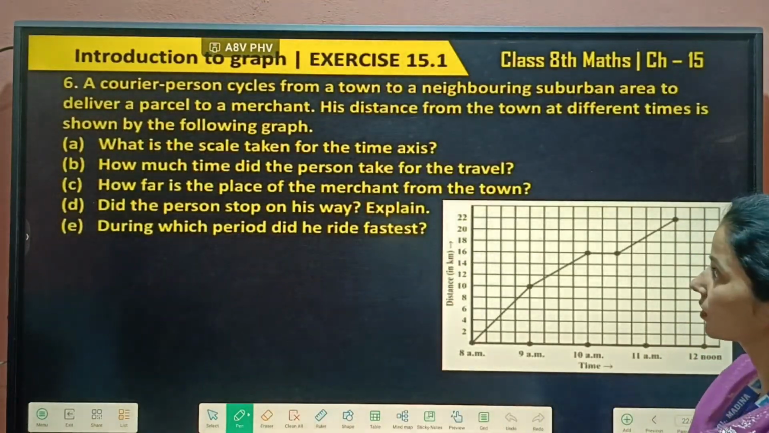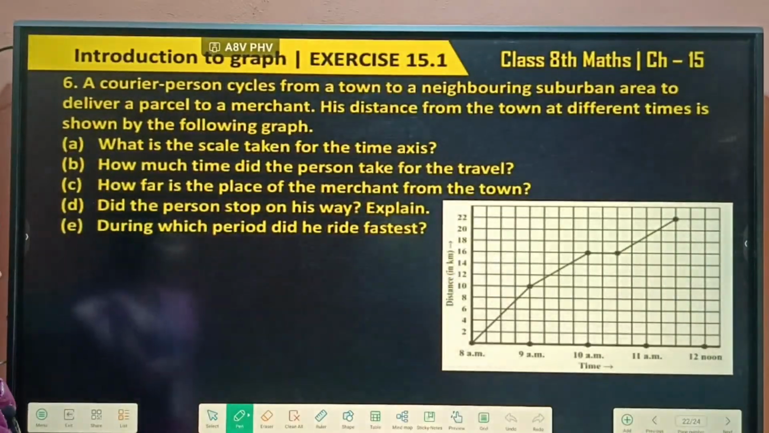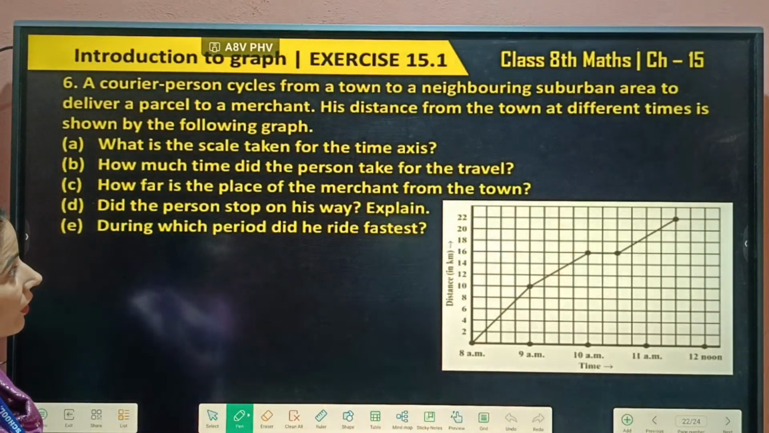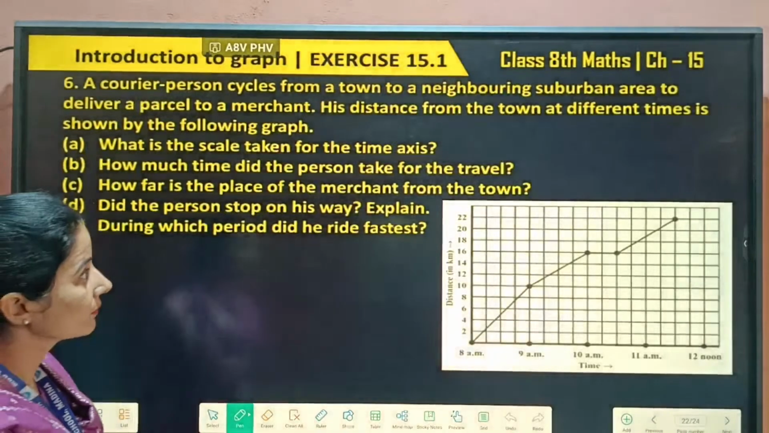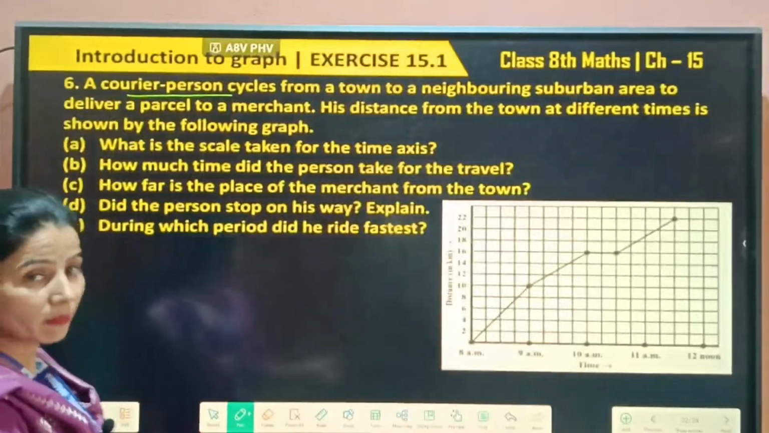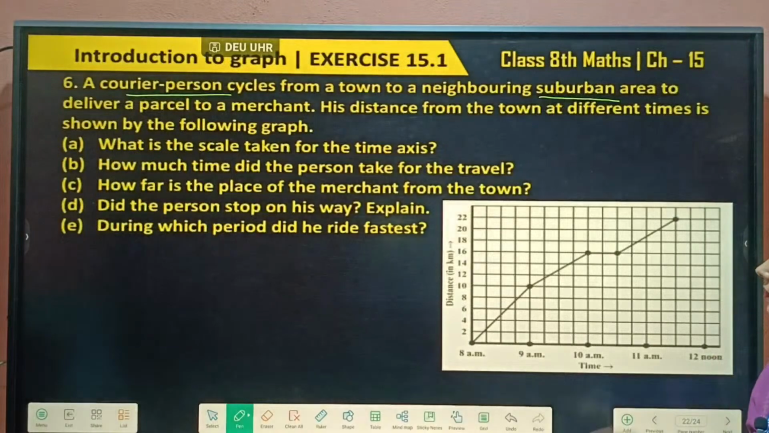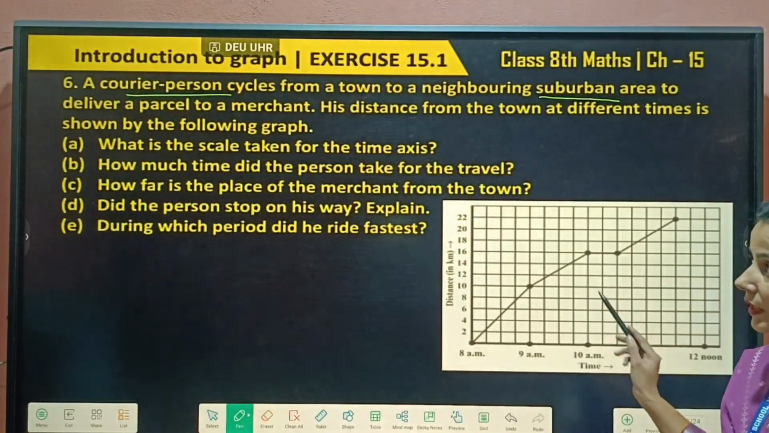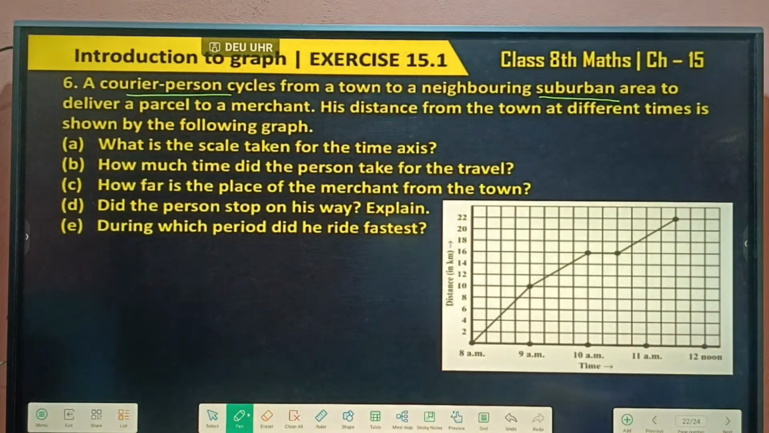Question number 6. What is question number 6? A courier person cycles from a town to a neighboring suburban area to deliver a parcel to a merchant. His distance from the town at different times is shown by the following graph. What information is this graph depicting? This graph is showing that a courier person cycles from a town to a neighboring suburban area to deliver a parcel.